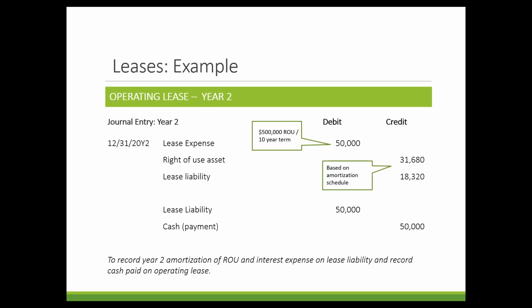And once again, that $50,000 is going to be the same every year because it's a simple example, total payments divided by the 10 years. The right of use asset, you can create an amortization schedule for it, but you may have also noticed it's literally just the difference between the lease expense and the lease liability. And the lease liability amount is a little easier to calculate, and then you're just reducing the lease liability by the amount of cash you actually pay.